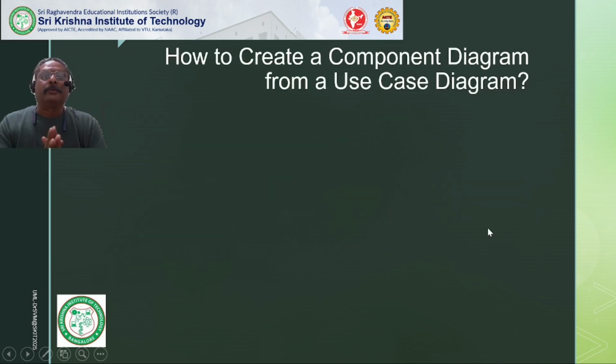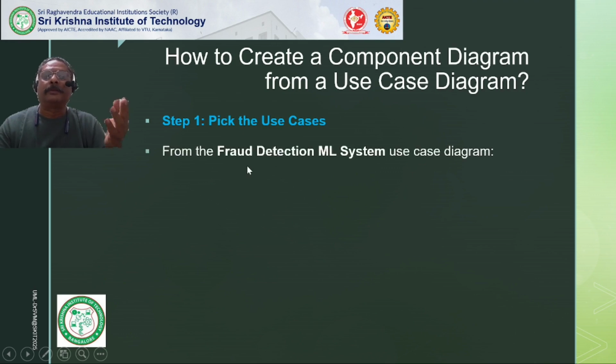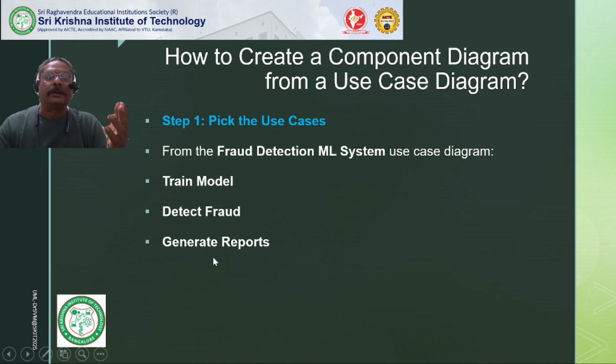So now the question is how to create this. Yes, of course, we have to use the use case diagram for creating that. Pick up the use cases, say from the fraud detection machine learning system: we have use cases like train model, detect fraud, and generate reports.